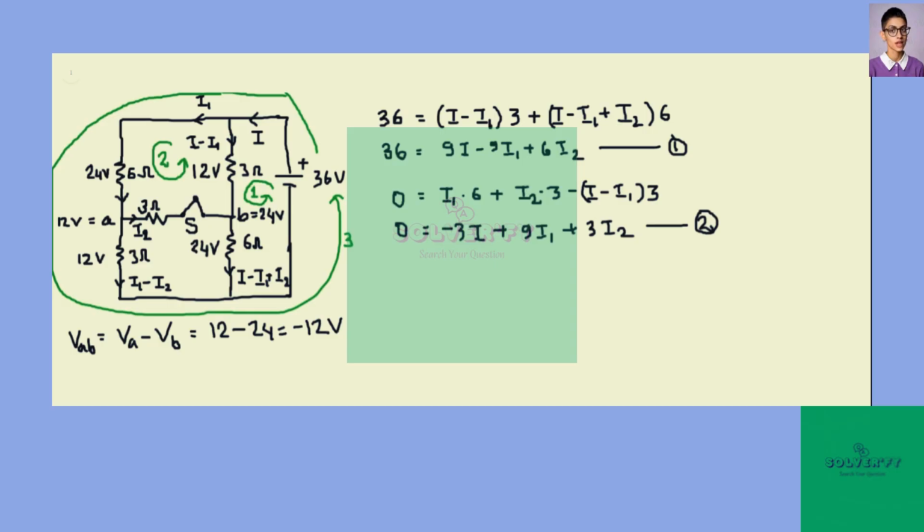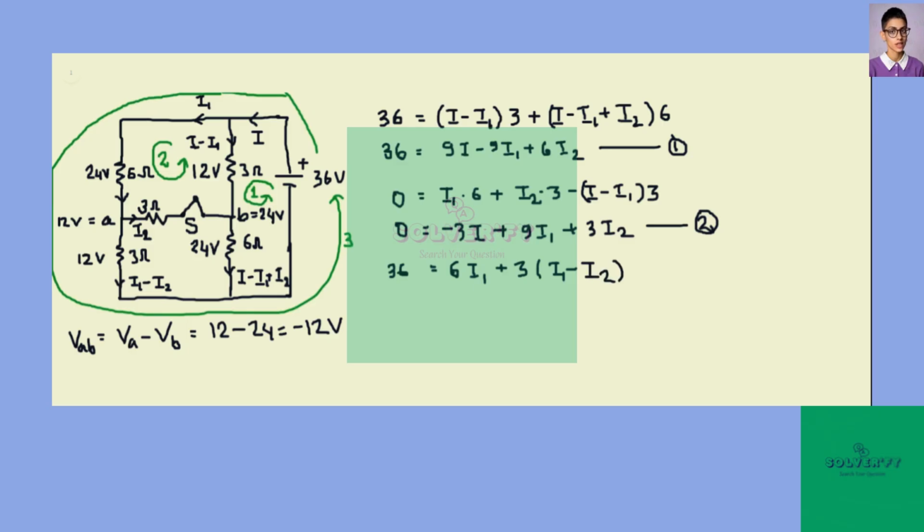Okay, now for the third loop, what we can see is there is only one potential, that is 36, right? And the drops are along the 6 ohm resistor and 3 ohm resistors, only that much. So for the 6 ohm resistor, that is I1 is flowing and it is along the loop, so 6 times I1, right? And for the 3 ohm resistor, it is I1 minus I2, so that is also along the loop, so plus 3 times (I1 minus I2), right?